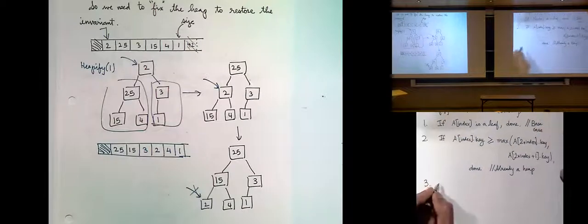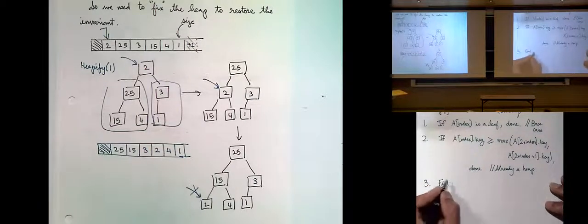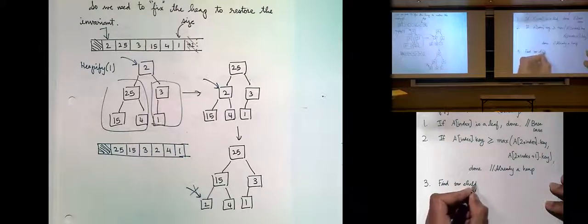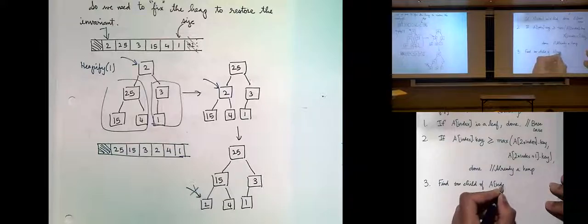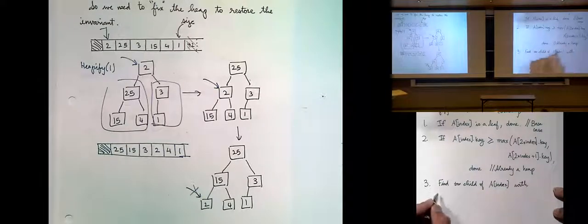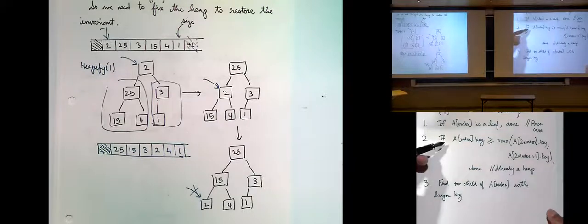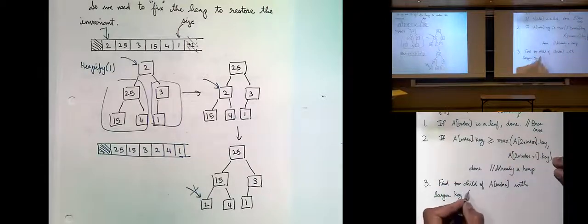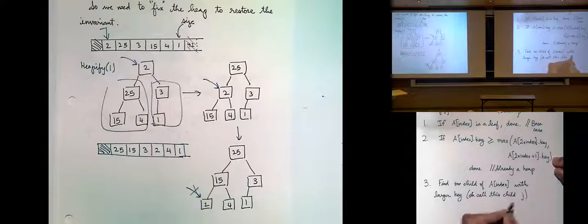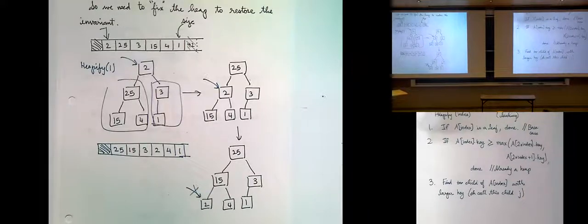Step 3. Find the child of A index with the larger key. So we're assuming that if you're at step 3, then A index dot key must be less than the maximum, which means that it's less than one of the children. Call this child J. Then what we'll do is we'll swap A index and A of J.